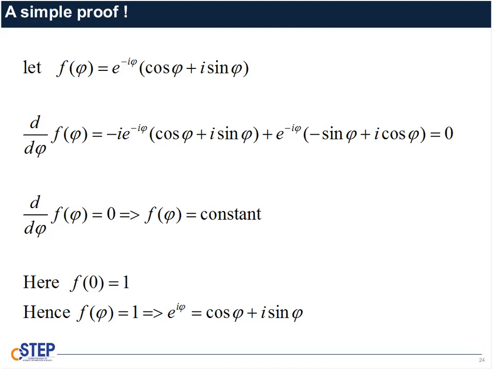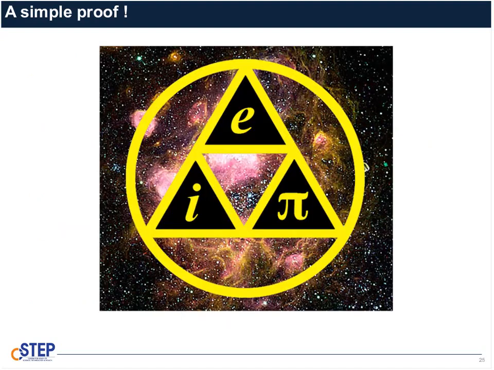It is one of the simplest proofs of the Euler equation, and it gives a really good relation between three beautiful constants of mathematics. That is e, the Neperian logarithm base, i, which is the imaginary number, nobody knows what it is, but we use it, and pi. It is simply the ratio of the circumference and the diameter of a circle.